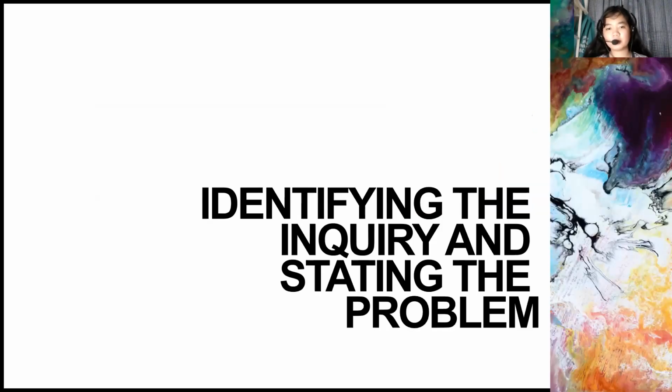So this evening, we are going to discuss identifying the inquiry and stating the problem. This will actually be the second part of you making your research paper. So the first one is you're going to identify your research title. Once you already have your research title, then we will proceed with the statement of the problem or the research problem.